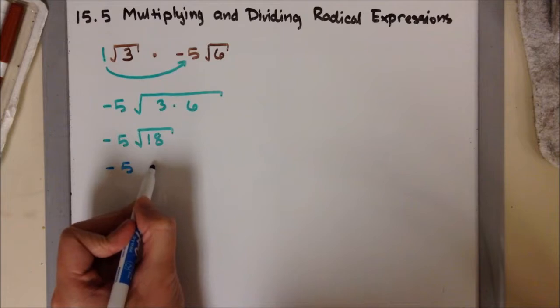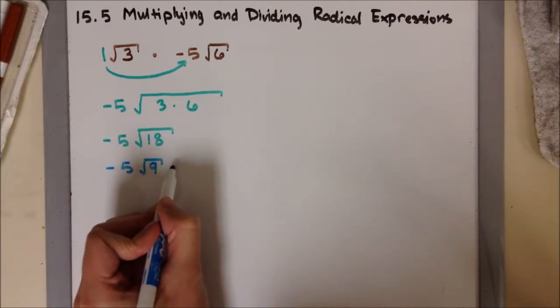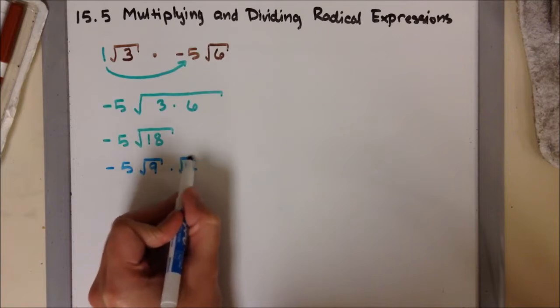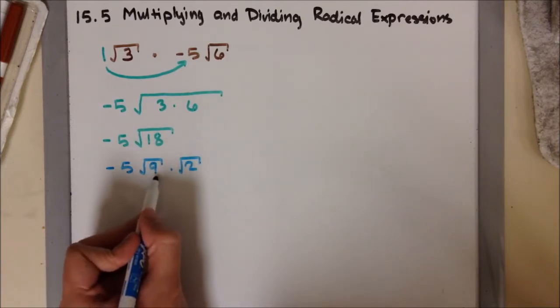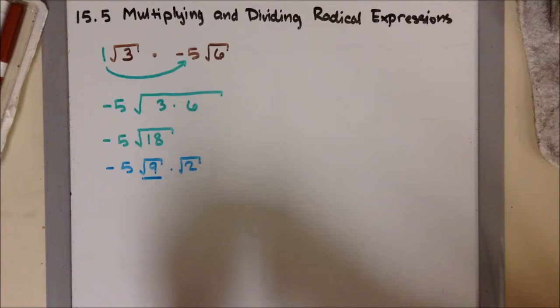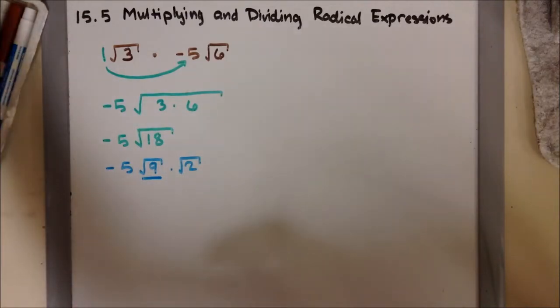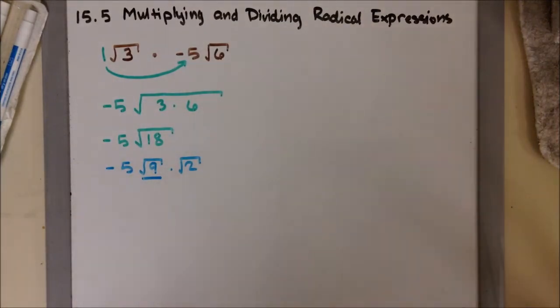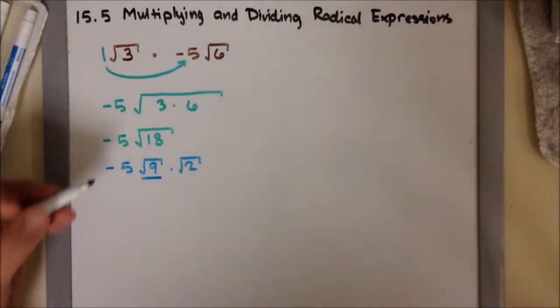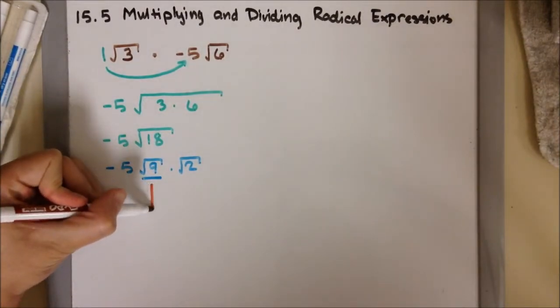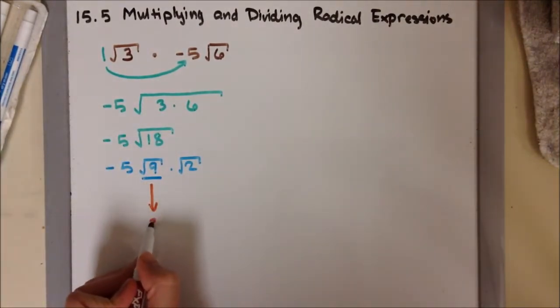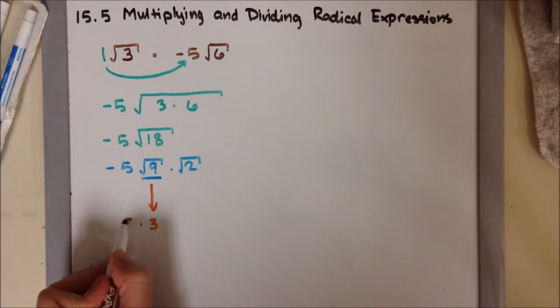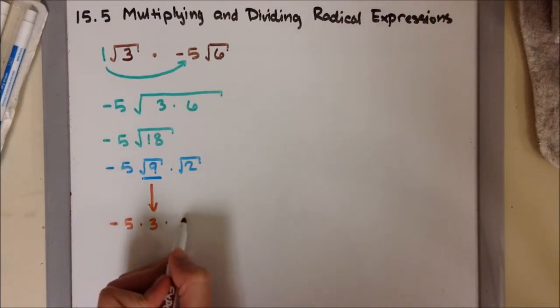Now for 18, I'm going to break it down to the square root of 9 times the square root of 2. The reason I'm using these two numbers is, again, 9 is a perfect square number. So when you're simplifying, you're going to have that square root of 9. So the square root of 9 will become 3, but we still have that 5 outside. Negative 5 and the square root of 2.